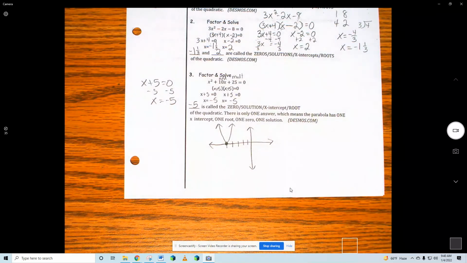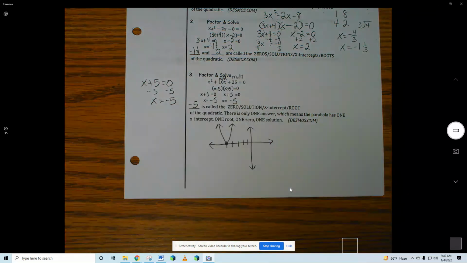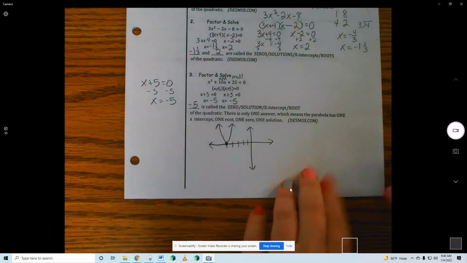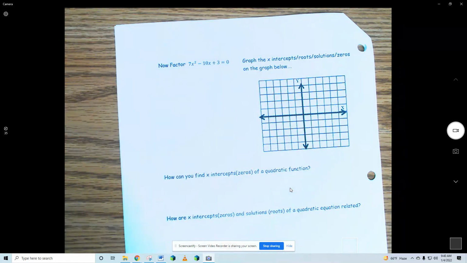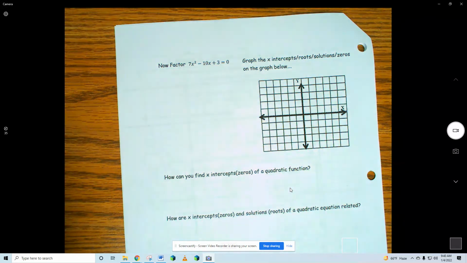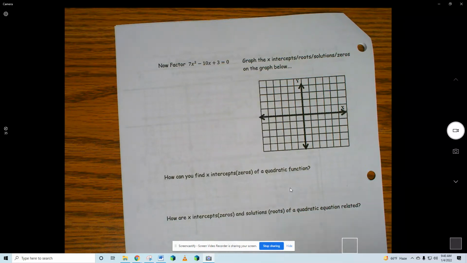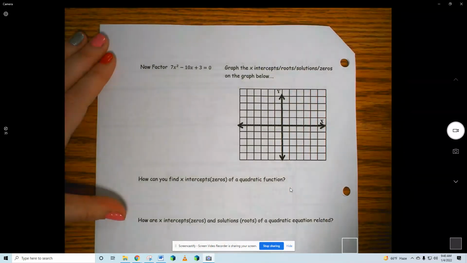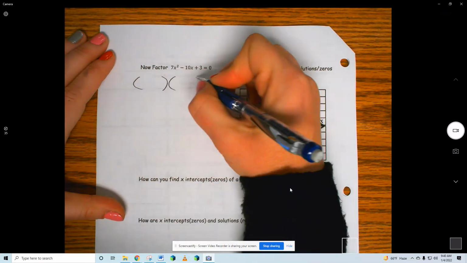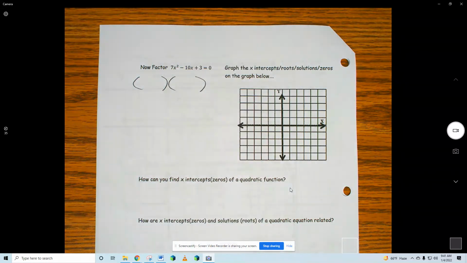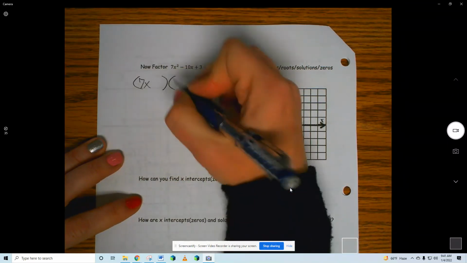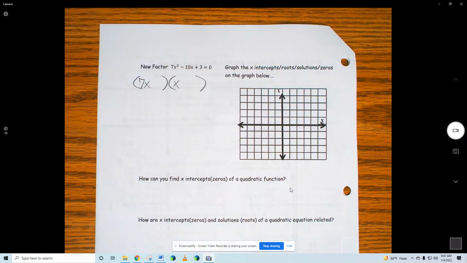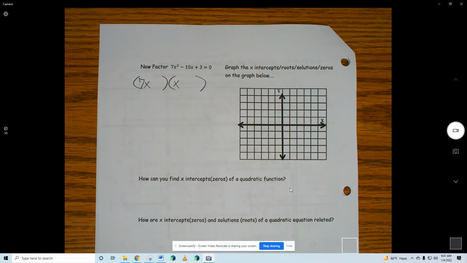The last example. Okay. So, obviously 7x has to be 7x and x. That makes 7x squared.